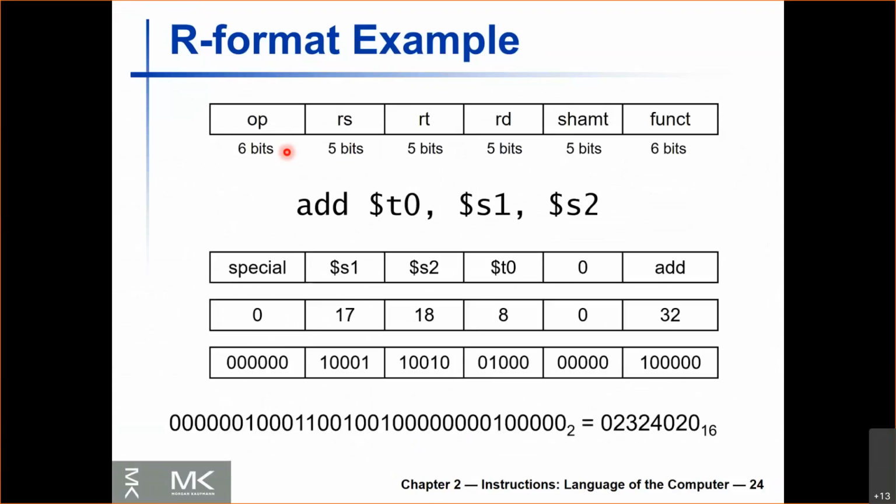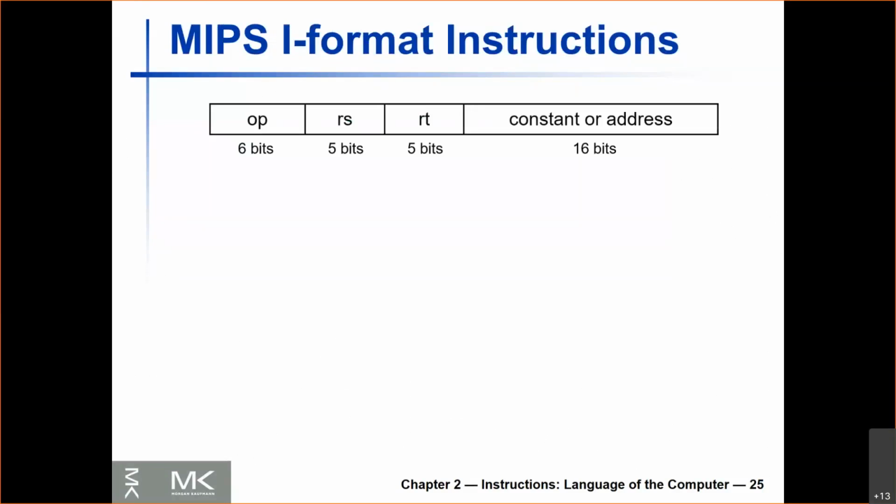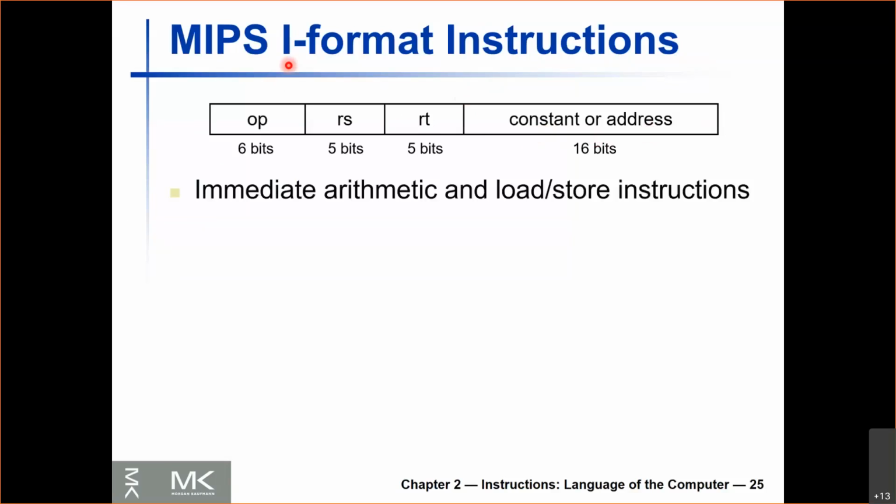Okay, well then let me introduce next the MIPS I format. So the I format looks like this, we have an opcode, we have RS and RT, so these are similar to the R format, but the difference is that rather than having RD, shift amount, and funct, we're just going to have 16 bits, and these 16 bits are going to be used to store a constant or an address. And as you can probably guess, we're going to use the I format to represent immediate and load and store instructions. That's where the I comes from. I comes from immediate. So this I format is used for immediate arithmetic and load and store instructions.